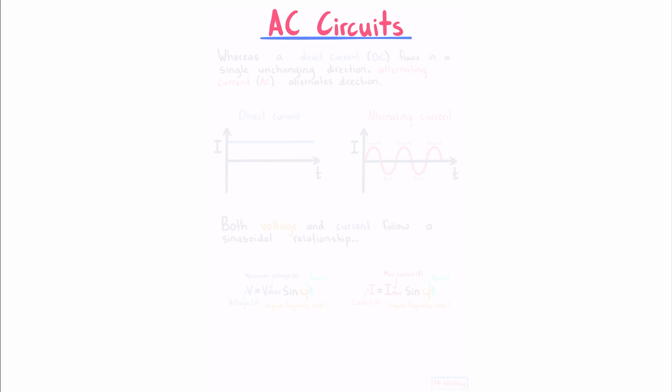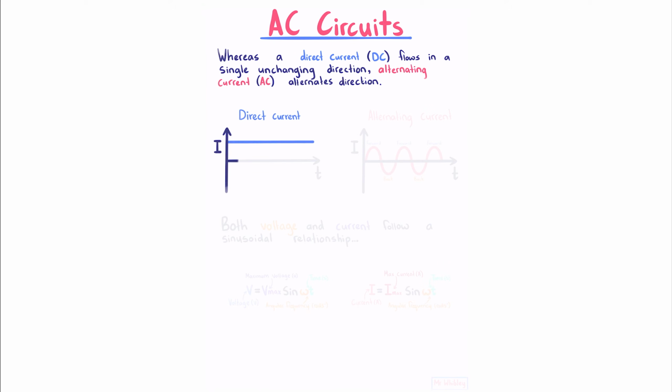AC circuits. Whereas a direct current, DC, flows in a single unchanging direction, alternating current, AC, unsurprisingly alternates direction. So our direct current has a constant current that doesn't change direction over time, whereas an alternating current goes from forwards to back to forwards to back, or in other words, positive to negative.